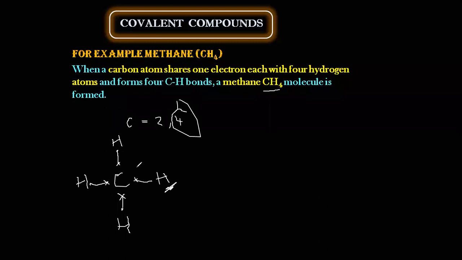But what happened to carbon? What are these crosses? Crosses are representing electrons of carbon, and dots are representing electrons of hydrogen. So 4 crosses of carbon and 4 dots of hydrogen, that means carbon has also completed its octet. Hydrogen has completed its duplet and carbon has completed its octet. In this way, both of them have become stable by making single covalent bond.